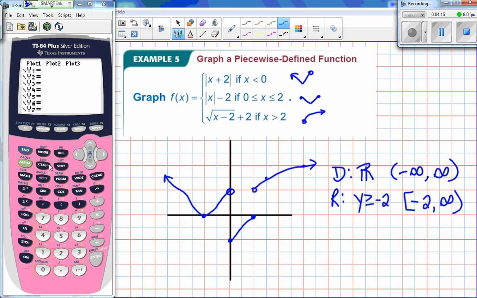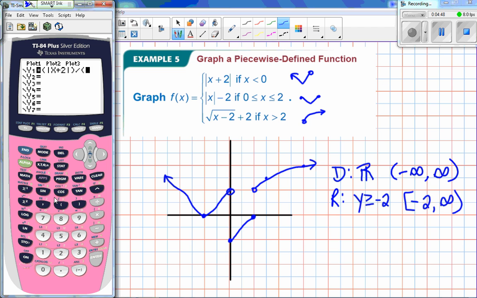So the first thing I'm going to do, and when we do a piecewise function, we have to be careful when we graph this. We're going to have to put this in parentheses, and I'm going to graph the absolute value of x plus 2. There's a shortcut if you go alpha F2, absolute value of x plus 2. And then I'm going to close the parenthesis. And now I'm going to put divide by, and I'll explain that part later.